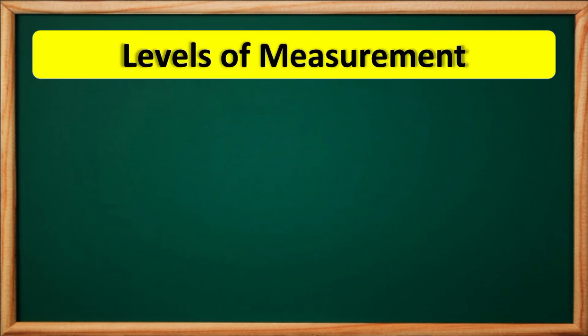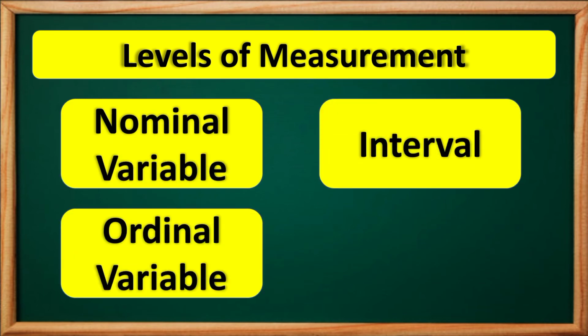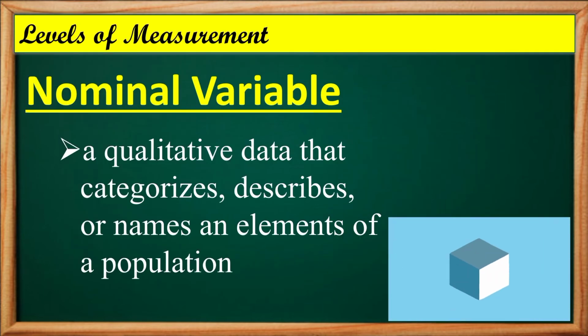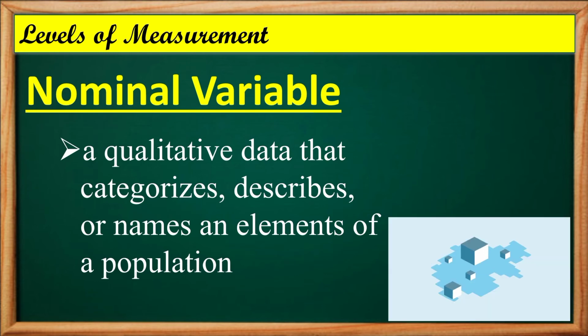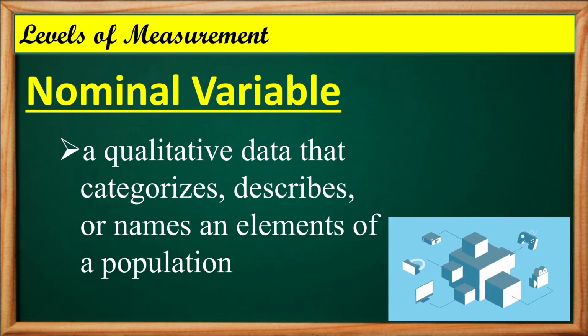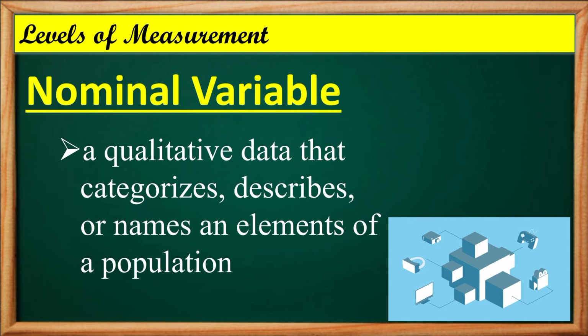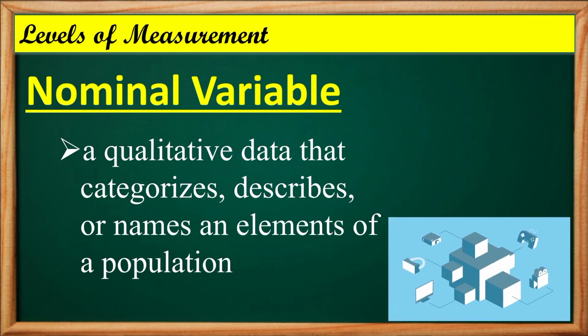Now, we have what we call the levels of measurement. The nominal variable, the ordinal variable, the interval and the ratio. Now, nominal variable, a qualitative data that categorize, describes, or name an elements of a population. Example, gender, political party, GSIS number, cellphone number, hair color. Okay, parang yung kanina is gender, male, female, diba? Hair color, black, white, brown. Okay, that is the nominal variable.